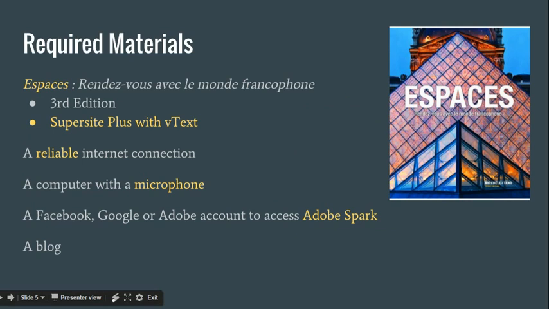Now, things you need for this class. First of all, the textbook itself is called Espace, Rendez-vous avec le monde francophone. You must have the 3rd edition. You must have SuperSite Plus with VText. SuperSite is the online workbook version of this course. I want you to get Plus and get it with VText because the Plus offers many different elements that are excellent on SuperSite, including things like grammar tutorials and different cultural texts and activities that go along with them. And the VText is just the online version of the textbook. You can actually just get SuperSite Plus with VText for the 3rd edition of Espace and never get anything else since this is an online course.